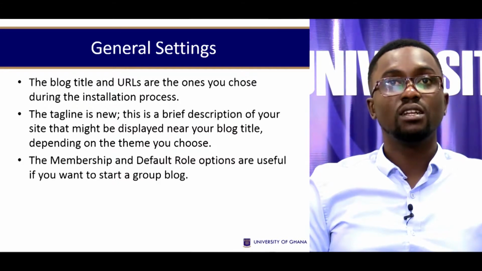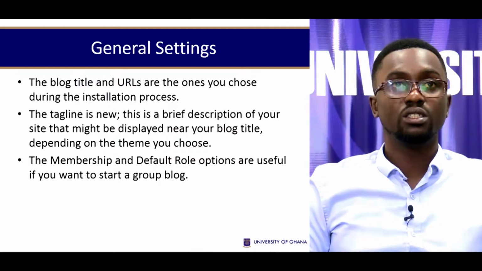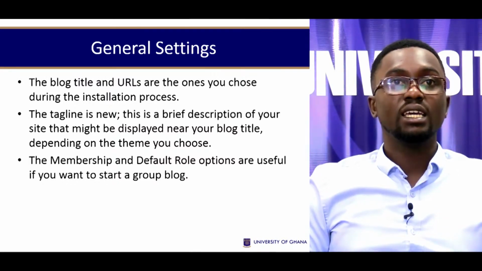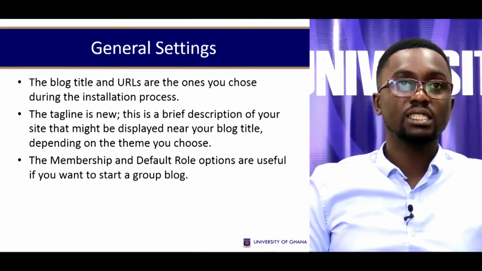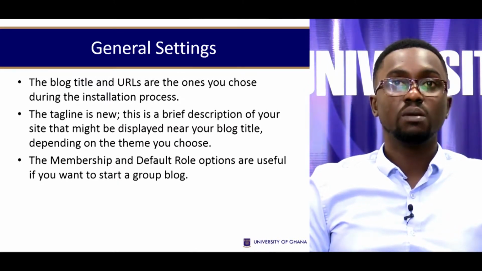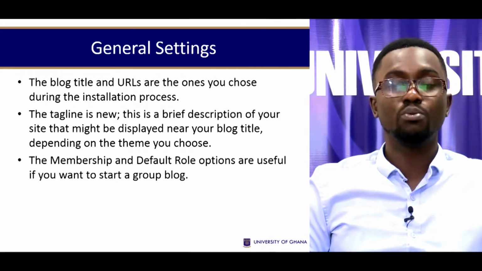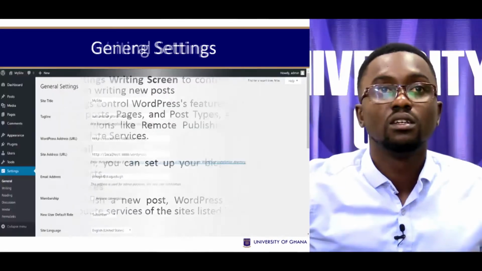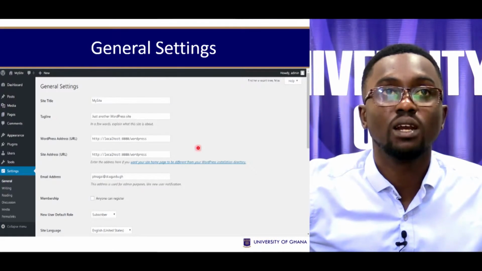Now, the blog title and the URLs are the ones you choose during the installation. The tagline is new. This is a brief description of your site that might be displayed near your blog title, depending on the theme you choose. Now, the membership and default role options are useful if you want to start a group blog. This is how the general settings page looks.